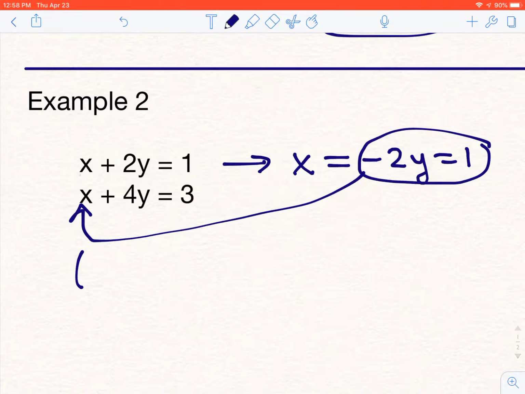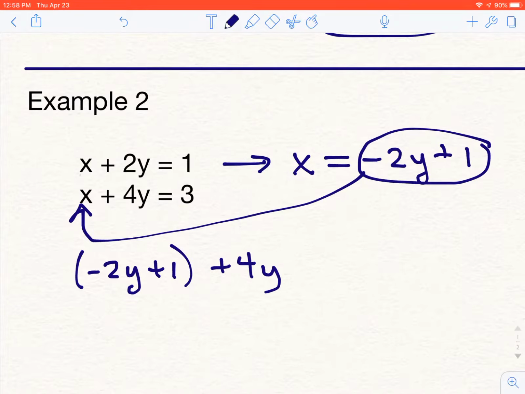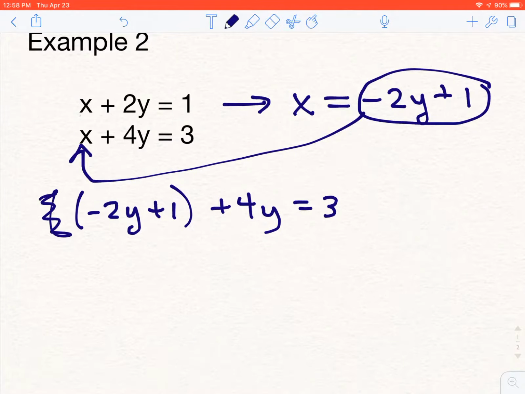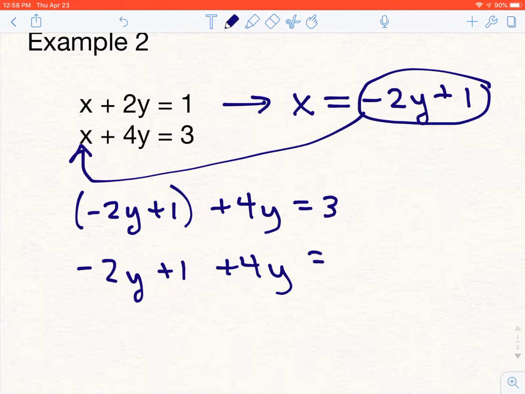So that means I have negative 2y, oops, why do I have equals equals? I don't know. Some days are like that. Plus 1, I think it's supposed to be, right? Yeah. So plus 1, and then my plus 4y equals 3. Now, I don't have a number in front of the parentheses, so I don't really need the parentheses. Negative 2y plus 1 plus 4y equals 3.